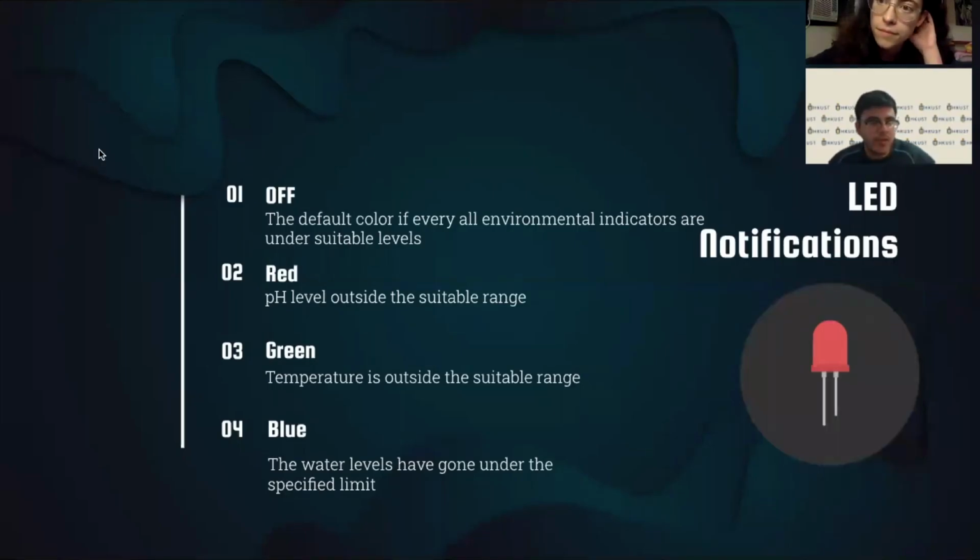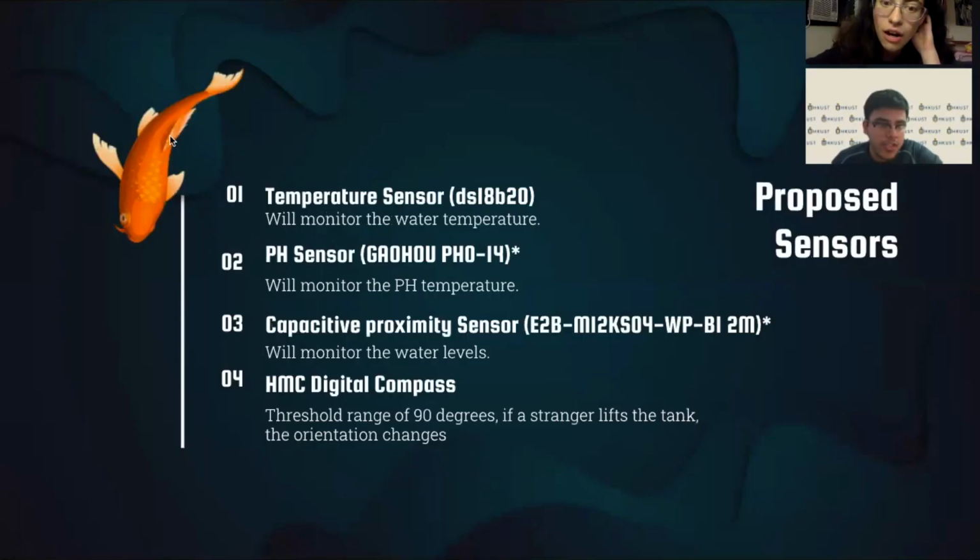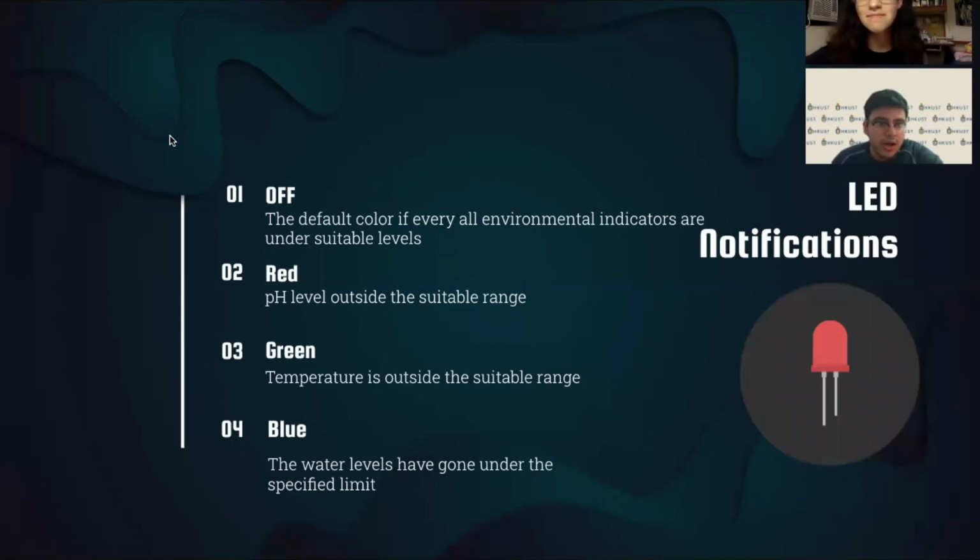So we use the built-in LED and the microcontroller to show us if the environmental indicators are in range. The default setting is that the LED is off and every environmental indicator is at suitable levels. The LED will turn red if the pH level is outside the suitable range. It will turn green if the temperature is outside the suitable range, and it will turn blue if the water levels have gone under the specified limit.